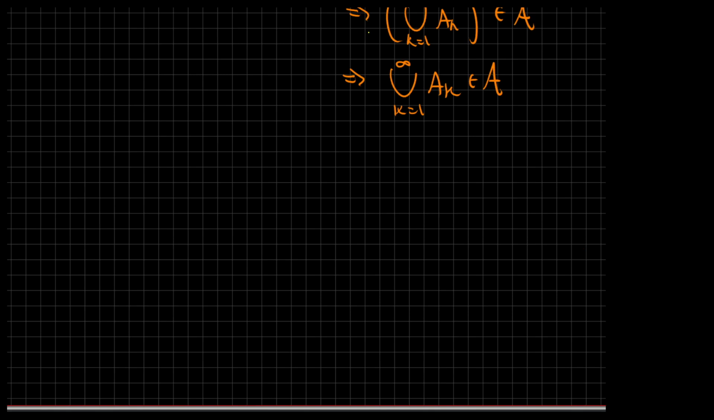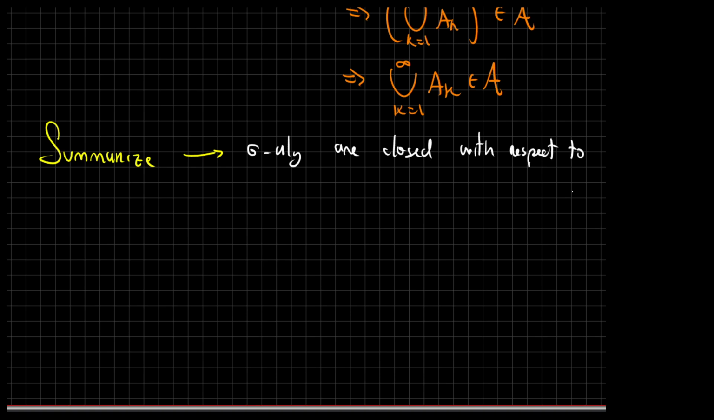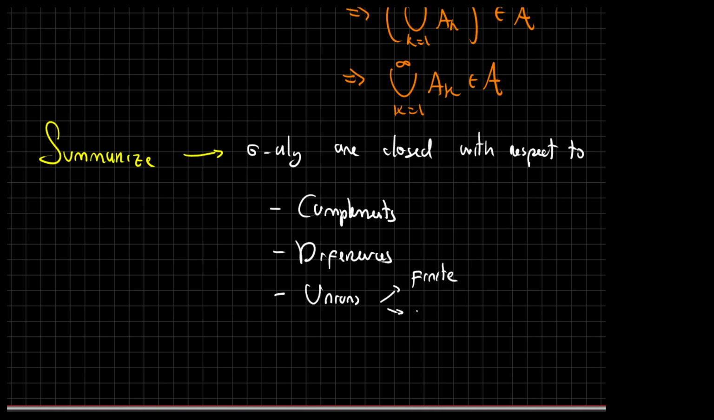So to summarize, we have that sigma algebras are closed with respect to complements, differences, also unions, either finite or countable, and intersections, both finite and countable.